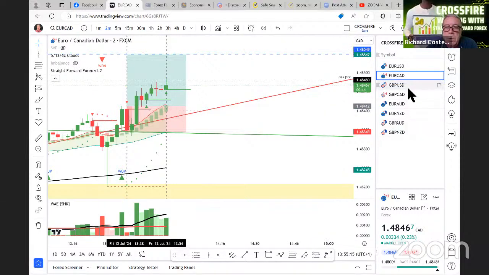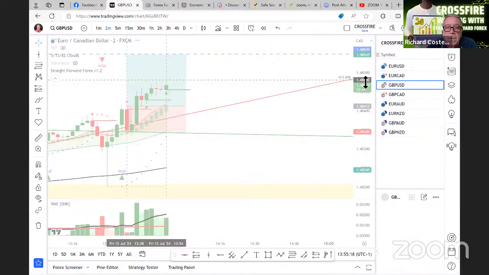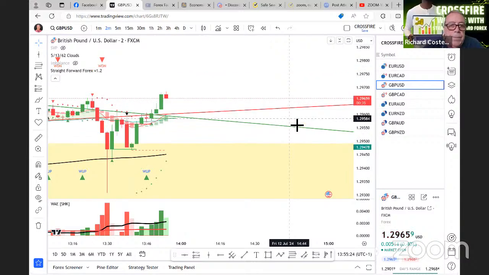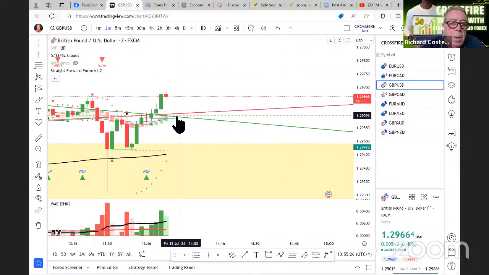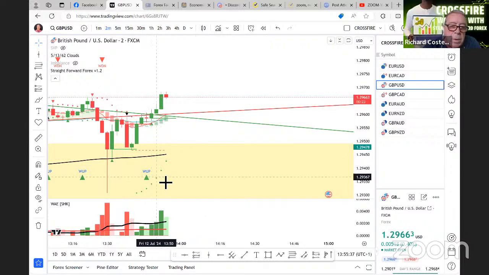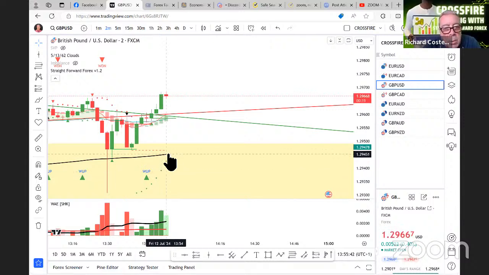Look at GBP USD. Now we've come well above the green trend line. There is a gap between the candle and the trend line. So we're looking at buying opportunities. We're in a wave up. We've got green PSARs pushing price up. We're above the 200, which is pointing upwards.